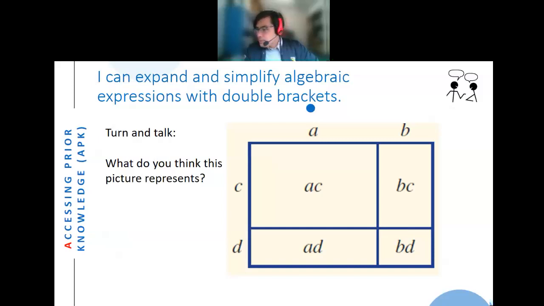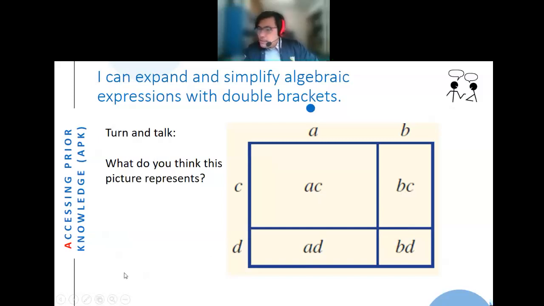Now, there's one thing that I would like you to keep in mind at the moment. Inside the rectangle there, you can see AC, you can see BC, AD, and BD. So have a think about what those actually mean. Remember that between the letters there is actually a hidden multiplication sign. So that's A times C, B times C, A times D, and B times D.